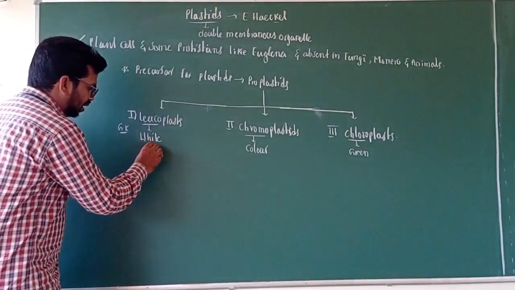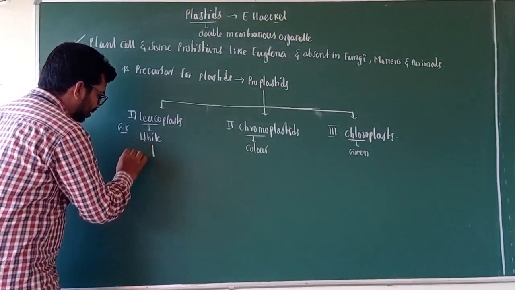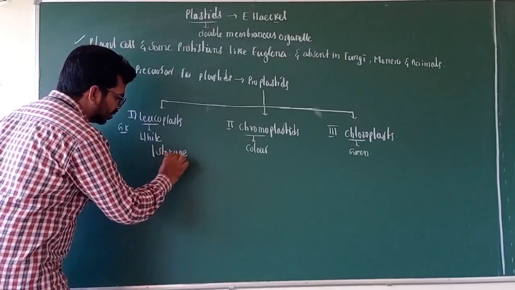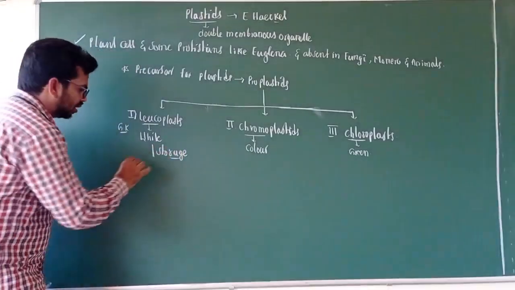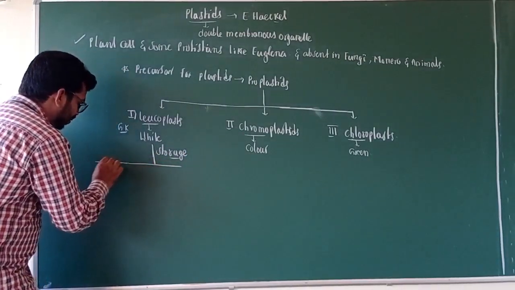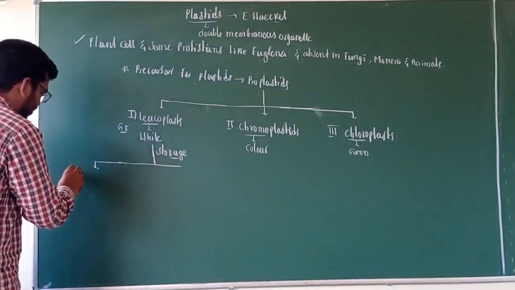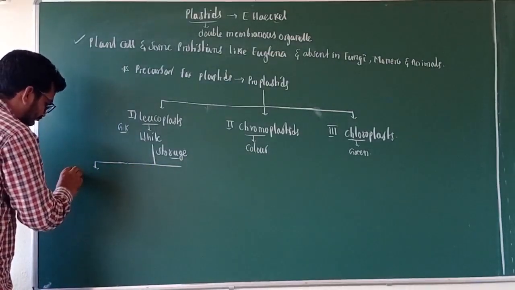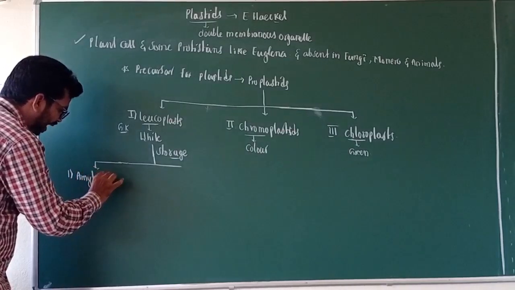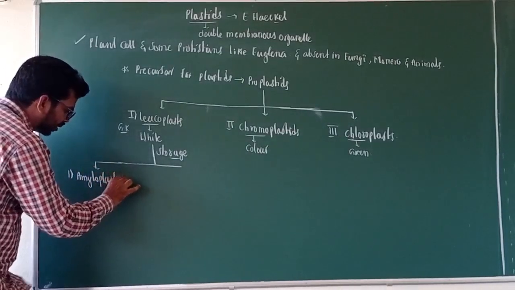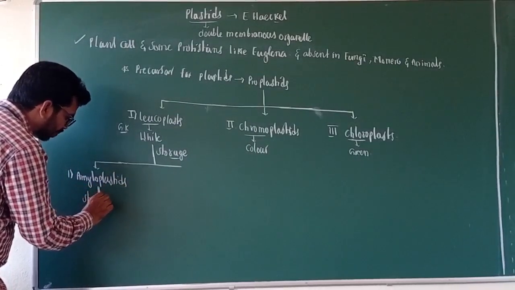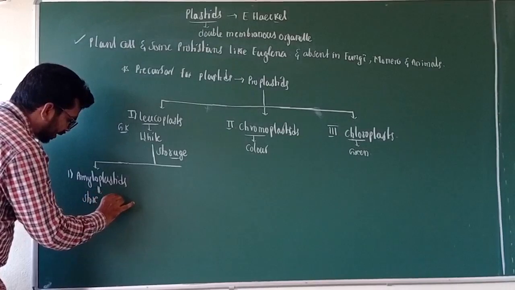What are those? Leucoplasts' main function is storage of food grains, and based on the type of food grains they are storing, they are again divided into three types. What are those? Amyloplasts are the plastids which store what, children? Carbohydrates. They store carbohydrates.